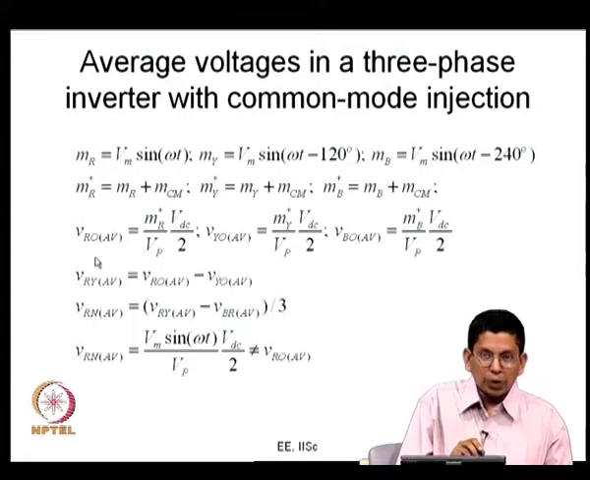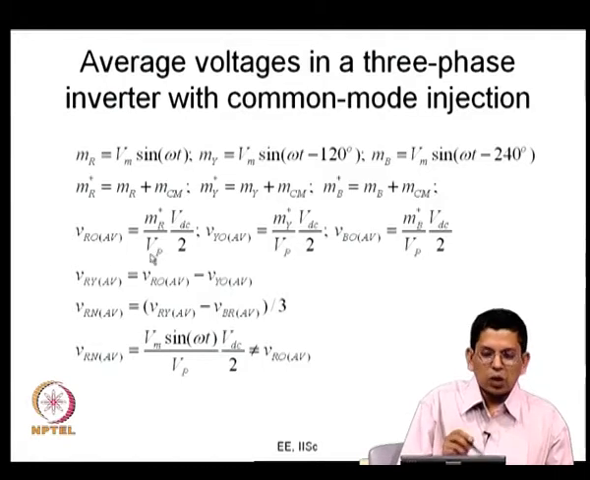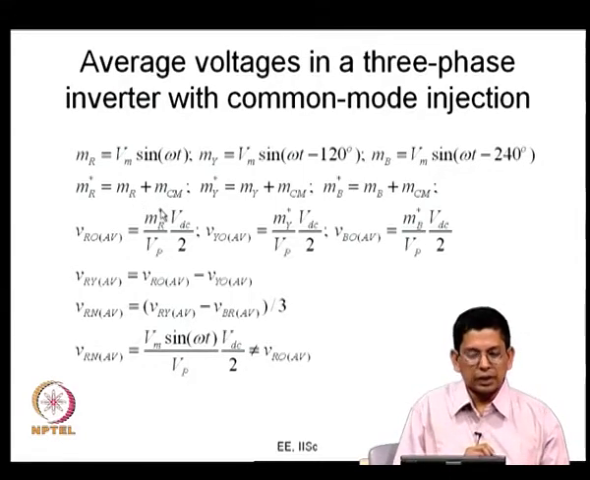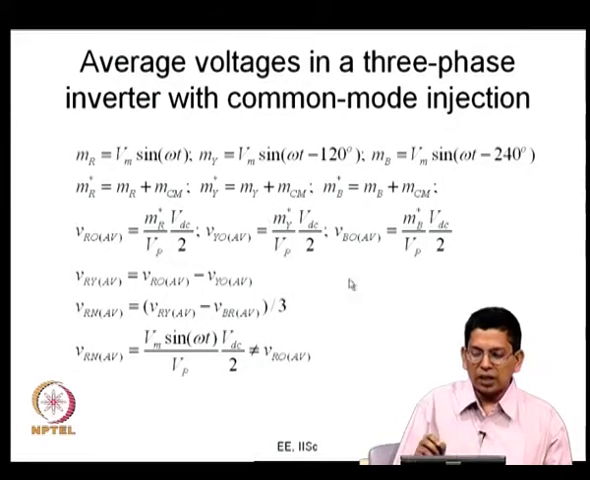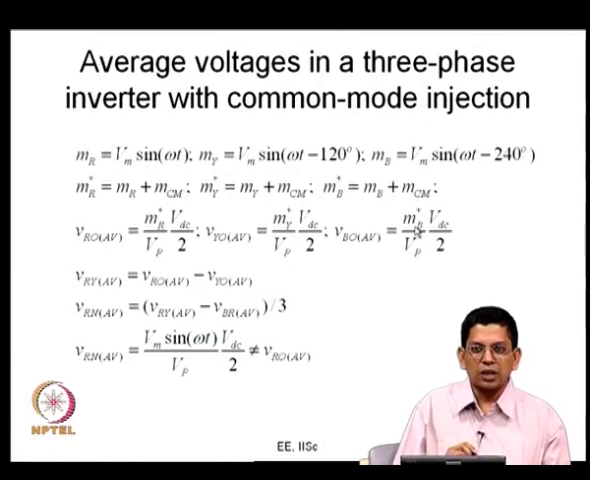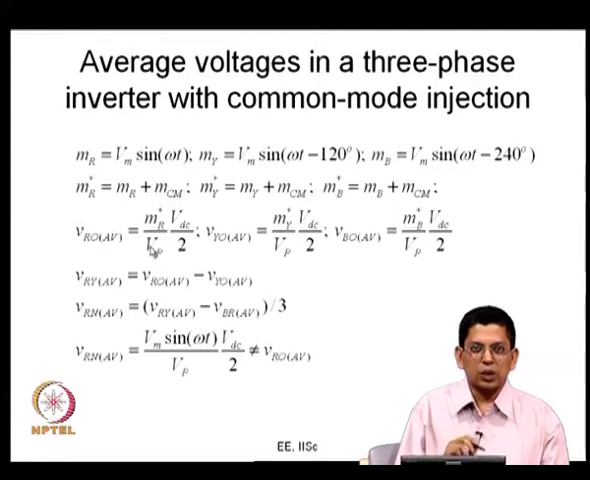So, now what is going to be a VRO average? Your VRO average is not MR times VDC by 2 VP, but it is MR star. What is this MR star? It is MR plus MCM. So, VRO average is no longer sinusoidal. It is proportional to MR star, which is not sinusoidal really. It is sine plus some common mode component added to that now. So, your VRO average is proportional to MR star, VYO average is proportional to MY star, VBO average is proportional to MB star, and this factor VDC by 2 VP can be taken as the gain of the inverter. That is what it is.